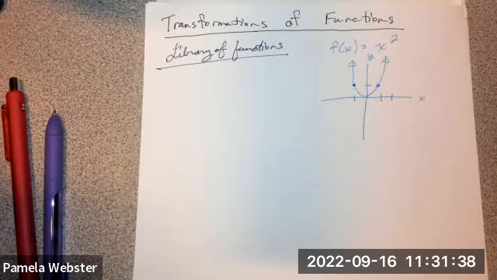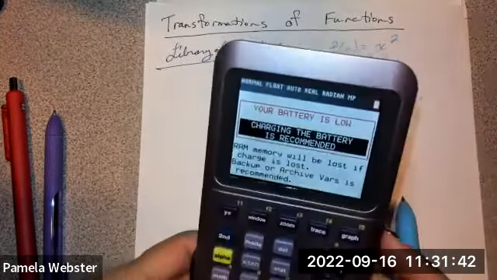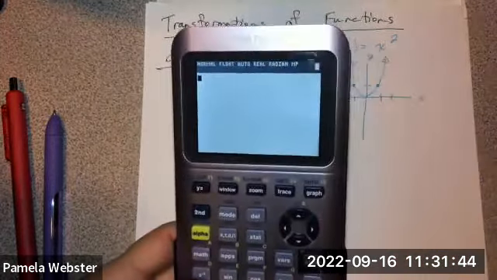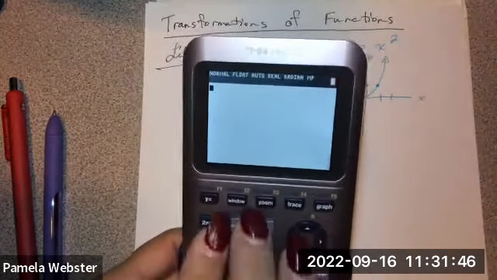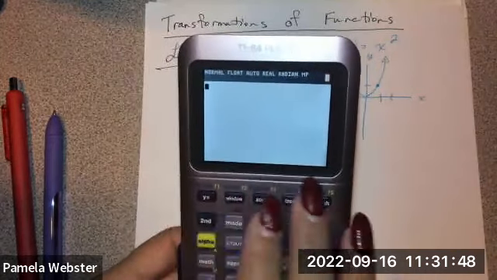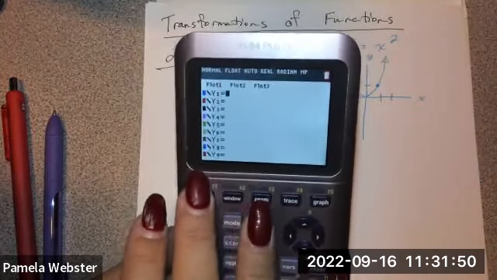So for instance, I'm going to grab my graphing calculator. My battery is running low on it, so hopefully it will hold out with us. If I go up here to this top line, that's my graphing row.